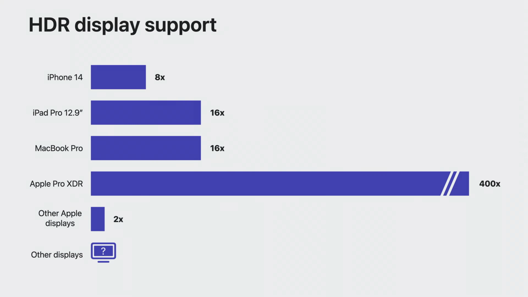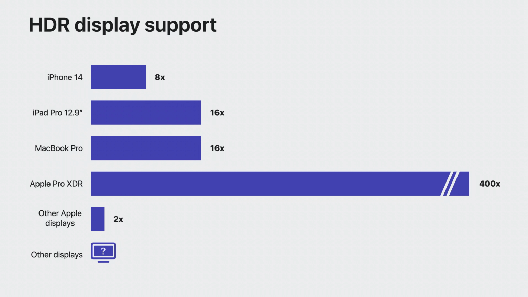HDR images can use a wide range of headroom. For example, current iPhones produce images that use up to 8 times headroom. However, only some displays can show HDR, and not all HDR displays are the same. iPhone 14 can show HDR highlights up to 8 times brighter than the reference white, while the 12.9-inch iPad Pro and MacBook Pro can show up to 16 times, and the Pro Display XDR can show up to 400 times. Most other Apple displays can show up to 2 times headroom. However, this may not be enough for most HDR content.